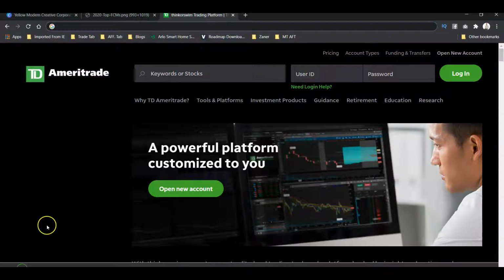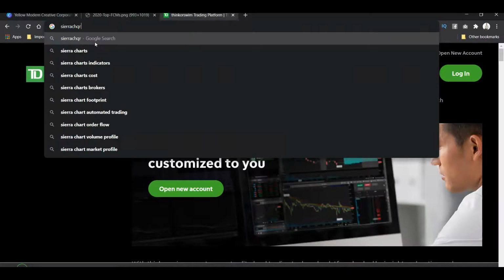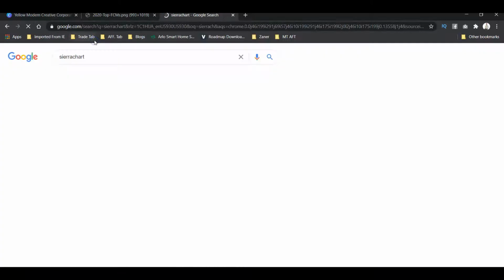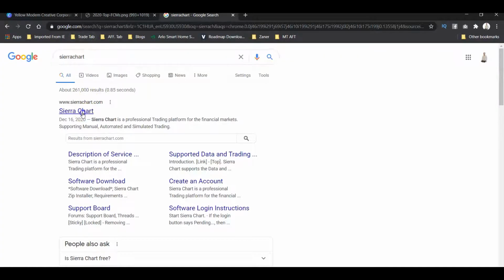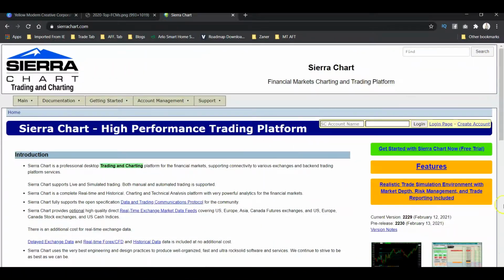Let's go to, let me see if I can remember. Sierra Chart is popular. But I'll be honest with you, I have no experience with it. I know a lot of pros trade with it. I've just never messed with it. I've had traders come to my group and say that they're using it. Sierra Chart, you'd have to look into that.